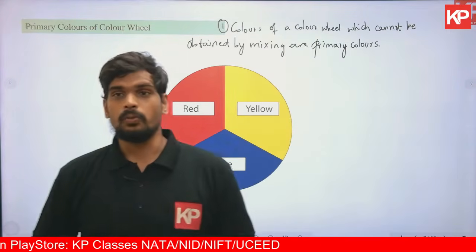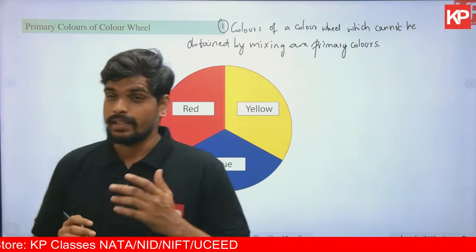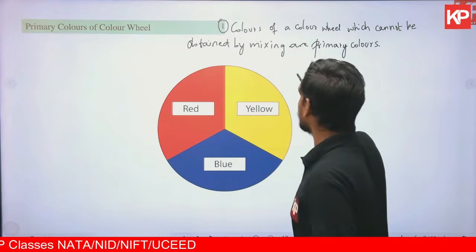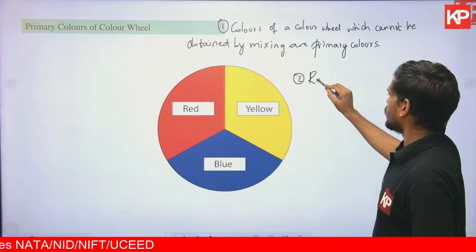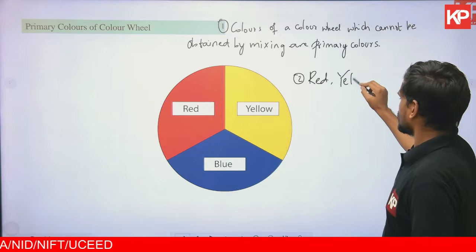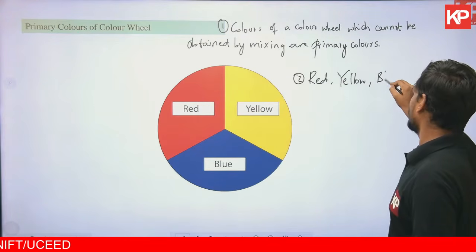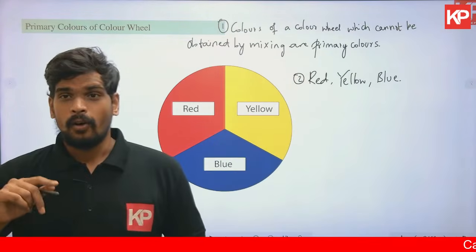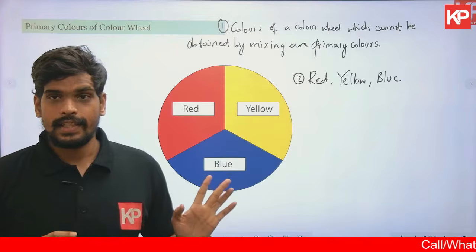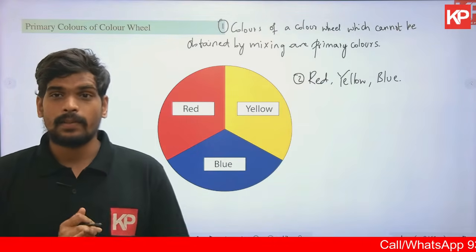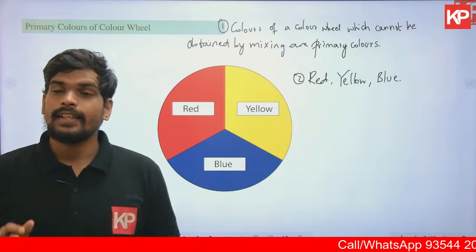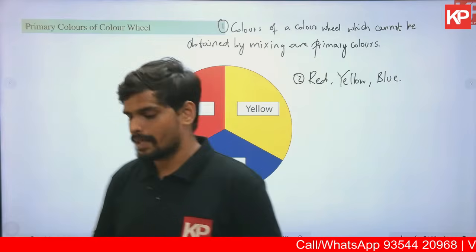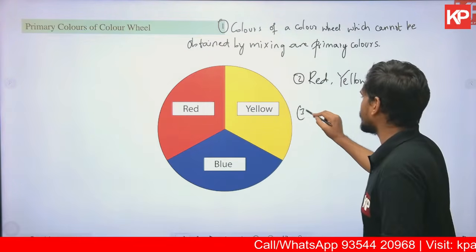Now point number two. Red, yellow and blue are the primary colors. Point number two is, what are those three colors? Red, yellow and blue. Point number three: out of the 12-part color wheel, these three are primary colors. What is the remaining number of colors? 9. All the remaining 9 colors can be obtained from these three primary colors itself.